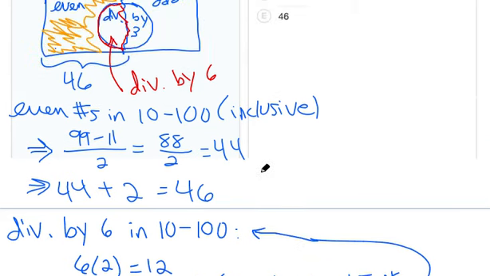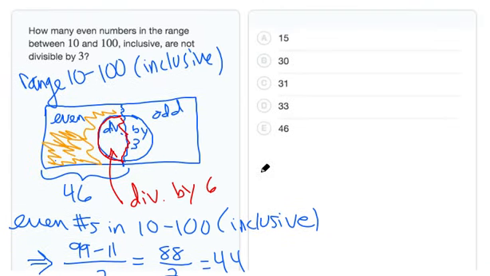Now we said that if we scroll back up to our picture, we have our divisible by 6, and there are 15 of them in there. So finding our orange, we said it's going to be our total even numbers, which are 46, minus those divisible by 6, which is 15, and that leaves us with 31. So our final answer is 31, and that would be answer choice C.